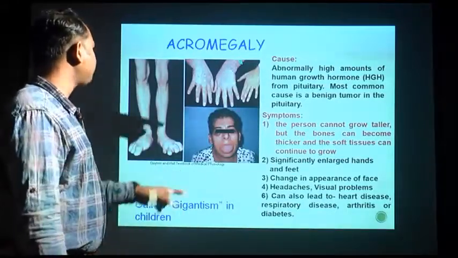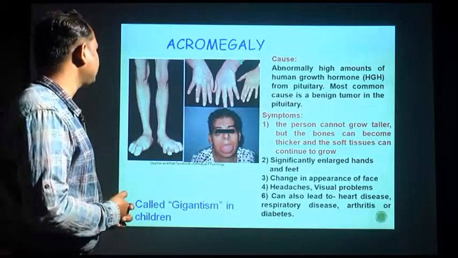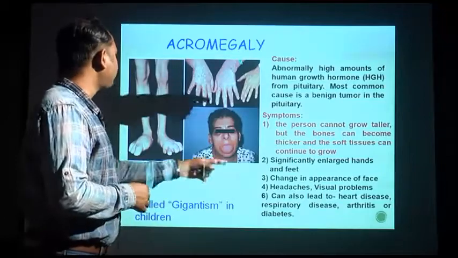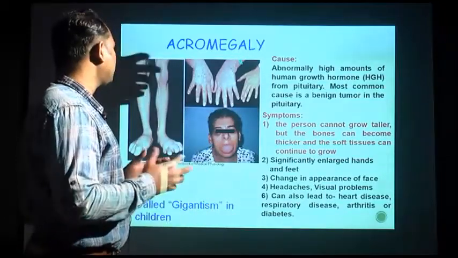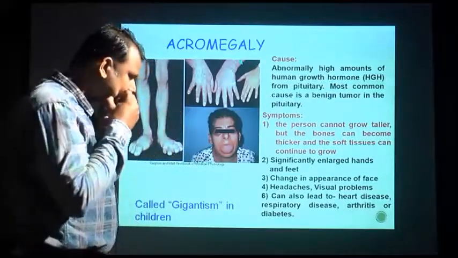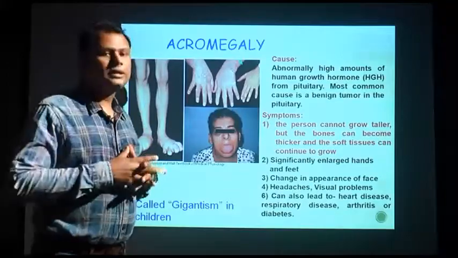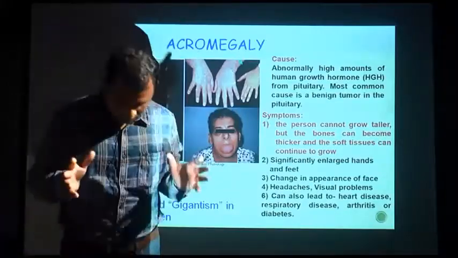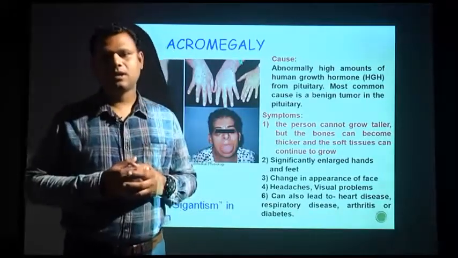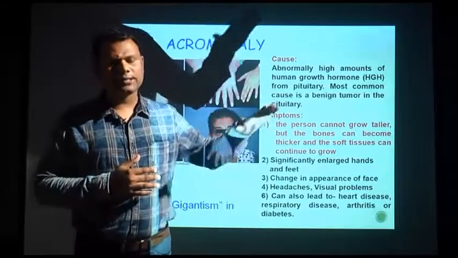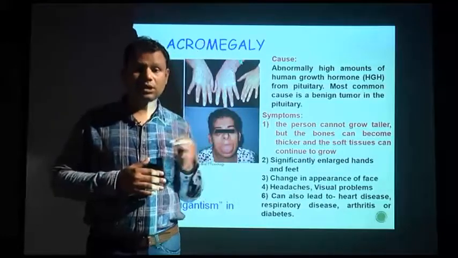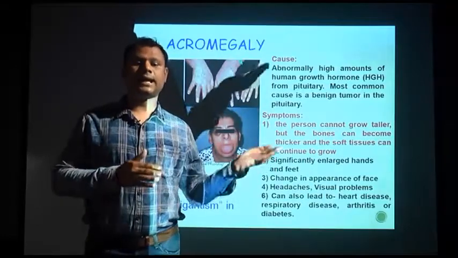So change in the appearance of the face. In this diagram, which I extracted from medical physiology book Guyton and Hall, you can see the appearance of the face becomes very unusual. That means its appearance changes. The muscles lower down, all these things happen. Apart from that, there are also other complications like headache, visual problems, and it is also associated with other diseases like your heart diseases, respiratory diseases, and even arthritis and diabetes.